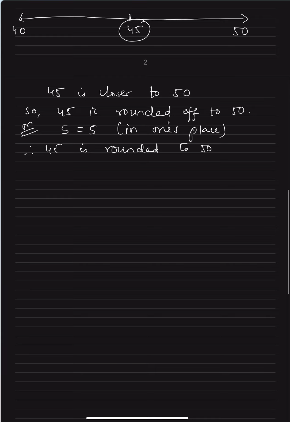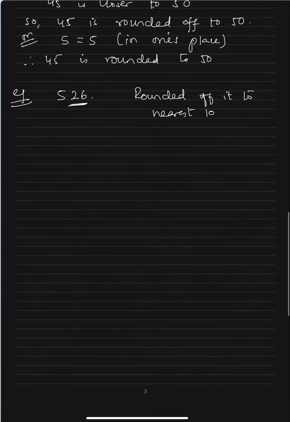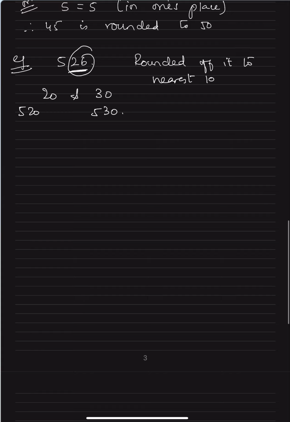Now the next number I will take is 526. The number is 526, but I have to round it off to the nearest tens, which means I have to see these two numbers. Now in 526, 26 lies between 20 and 30. That means 520 and 530. So let us write the number line, 520, 530.